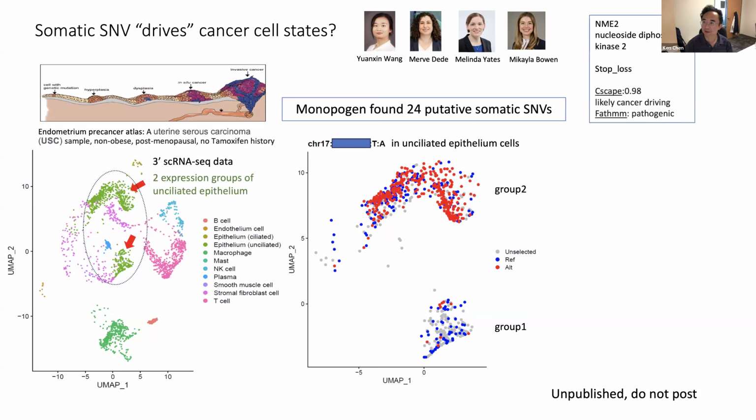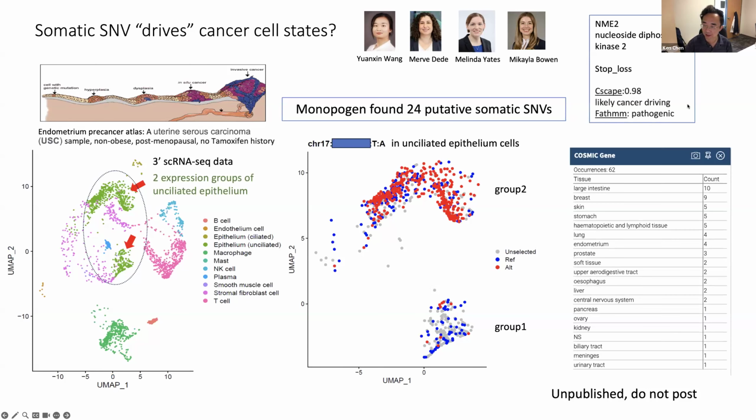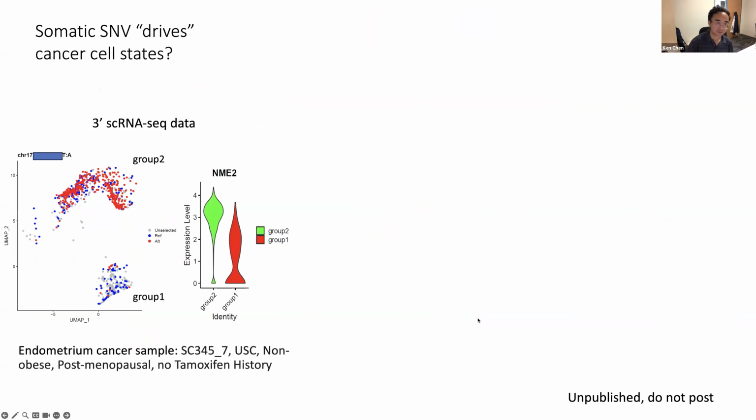And this mutation actually turns out to be a stop-loss mutation in this particular gene, NME2. It was annotated as a potential driver mutation, and it has been found in the COSMIC database in many other cancer types as well. Okay, and now you actually saw the SNV co-segregated with a particular transcriptomic state. This is again showing the expression level of this particular gene harboring the mutation, and it is higher when they have the mutation than when they don't. So there's a kind of double hit here, indicating the mutation is potentially associated with gain of function or maybe an increase of the gene expression.